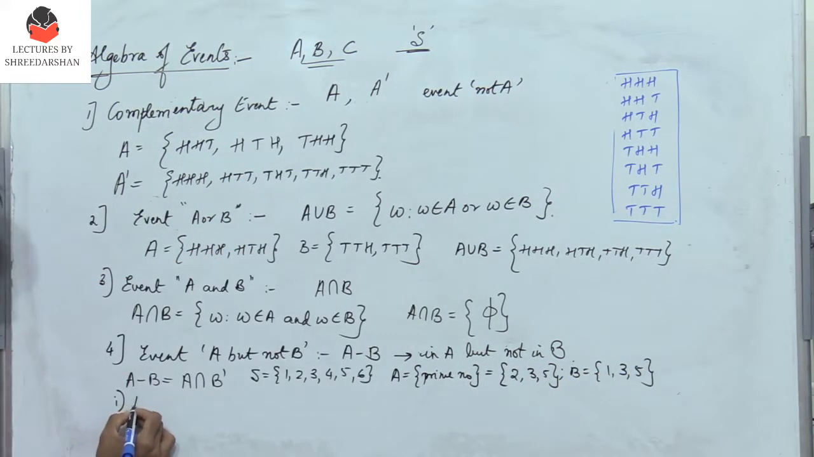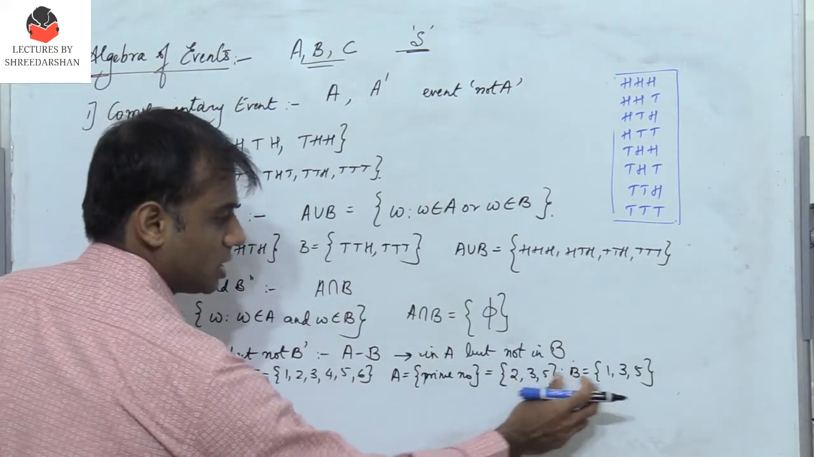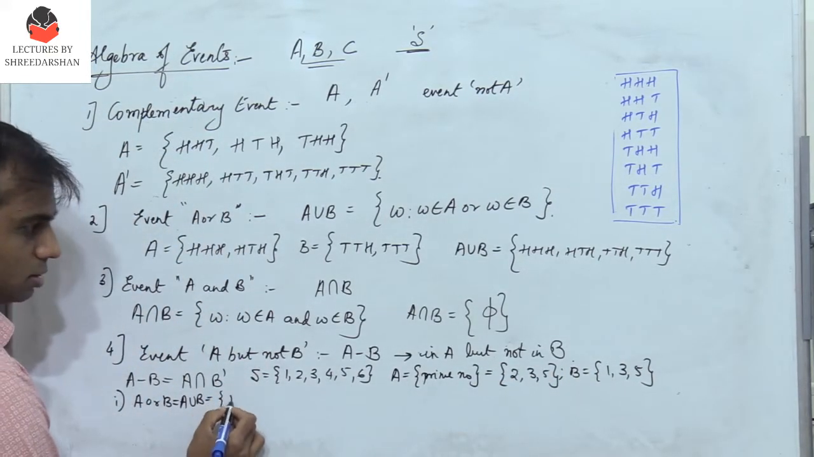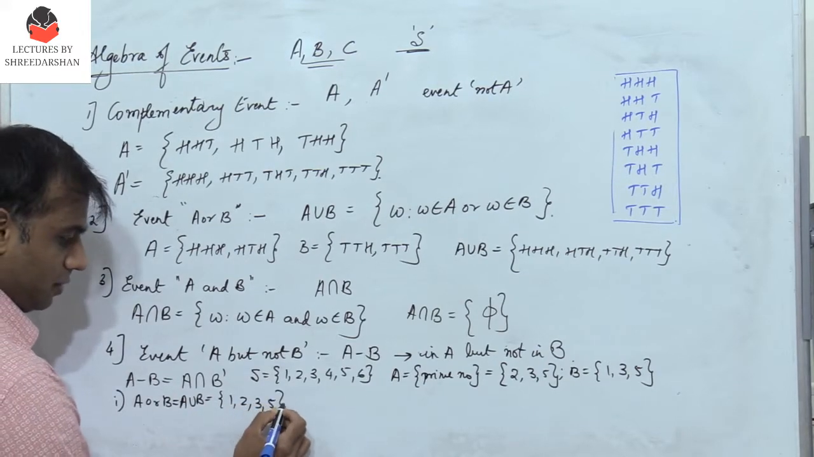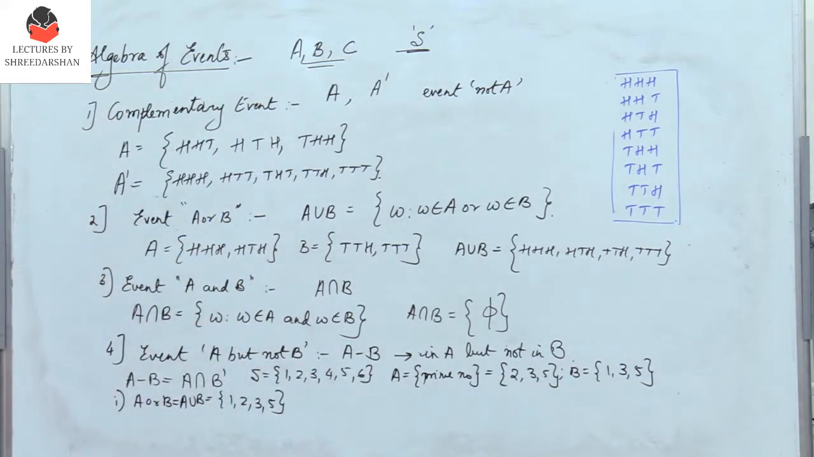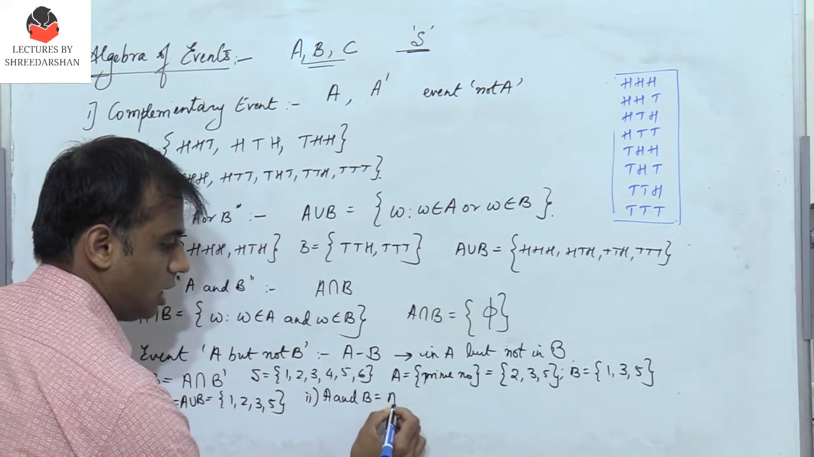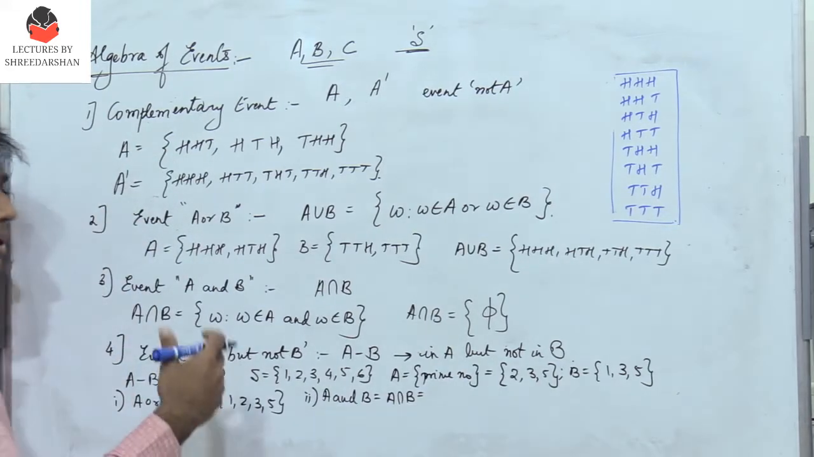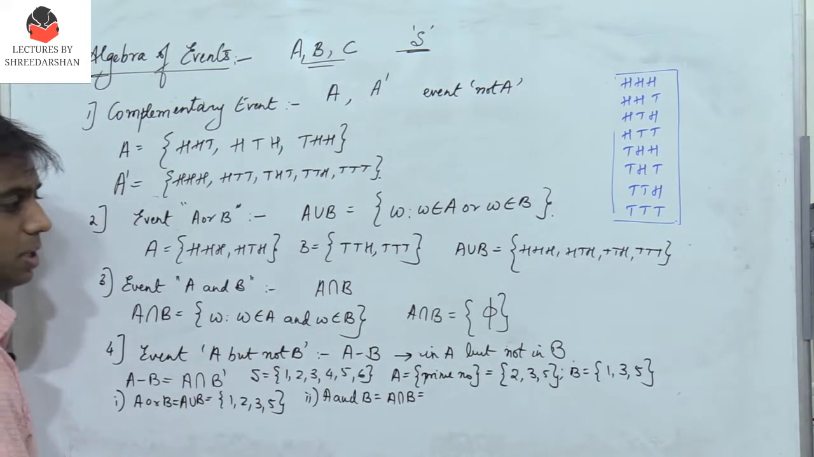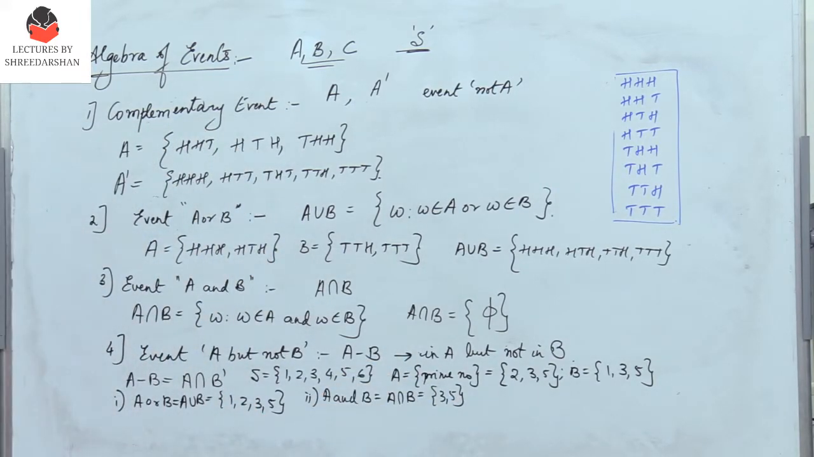Let's take a few examples. What is A or B? A or B is A union B. That means I have to write what is present in A and B. So I have 1, 2, 3 and 5. Remember, the elements present in both A and B, you write only once. So you get 1, 2, 3 and 5. Second one, A and B, which is A intersection B. That means what is common between A and B? 3 and 5 are common. So I write 3 and 5.